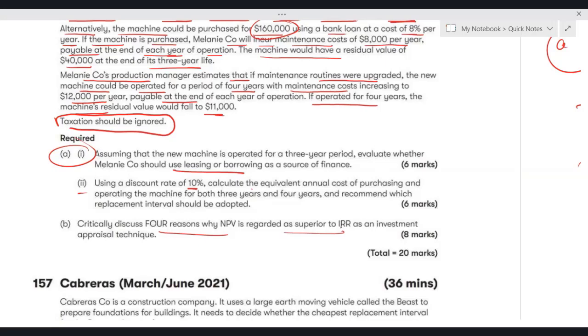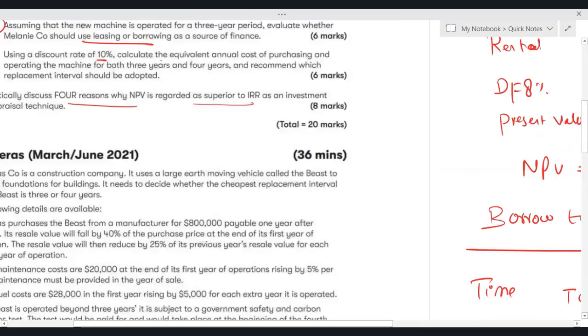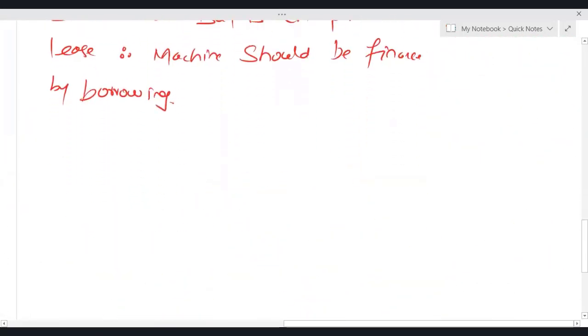Now let us quickly discuss annual equivalent cost. What is this? There's one decision. The name of the decision is asset replacement decision.